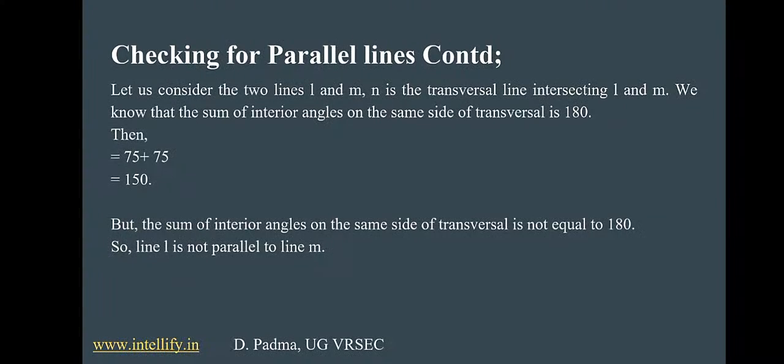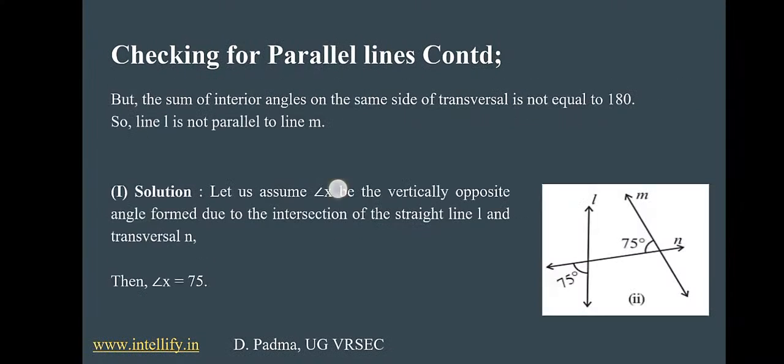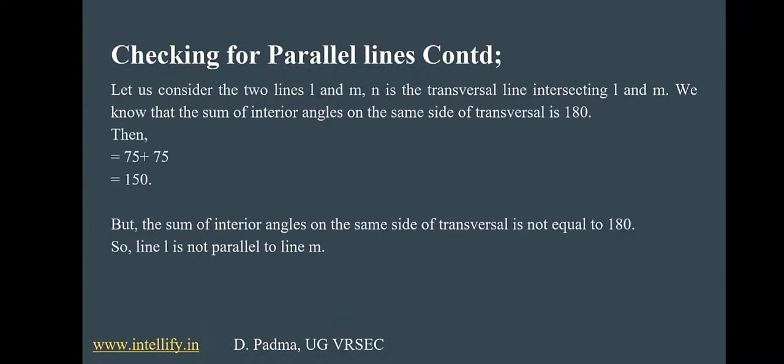Let us consider the two lines L and M and the transversal intersecting L and M. We know that the sum of interior angles on the same side of the transversal should be 180 degrees. Here, 75 degrees plus 75 degrees gives 150 degrees. We didn't get 180 degrees, so these are not parallel lines.